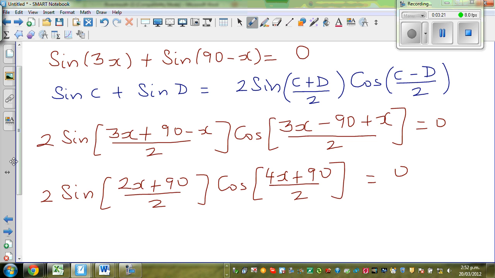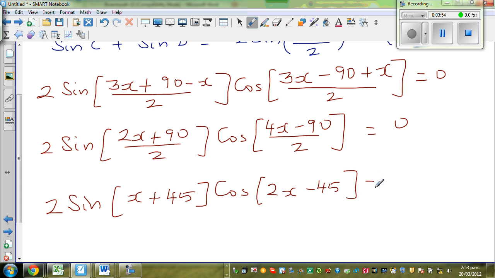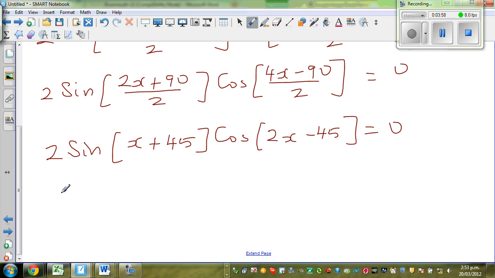So I can divide this inside the bracket. So this is 2 sine, I'm dividing both by 2. So this will be x plus 45 times cos, dividing by 2. Oops, this is minus 90. This is minus 90. It's always good to check. So this is 2x minus 45 is equal to 0. Now, I can divide both sides by 2 to get rid of this 2. So this is sine (x plus 45) times cos (2x minus 45) is equal to 0.